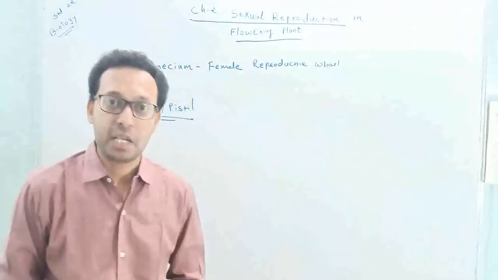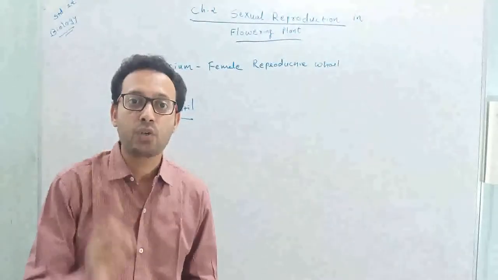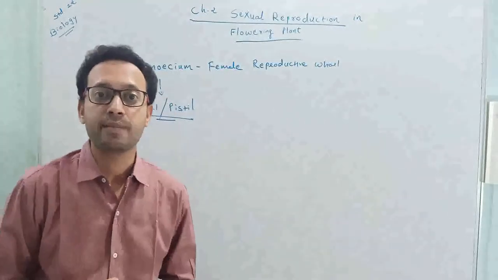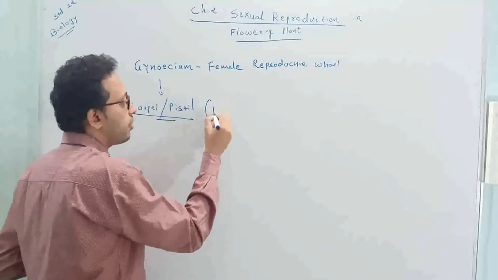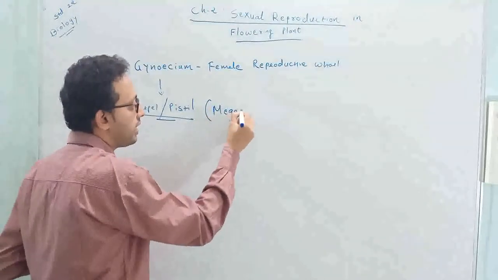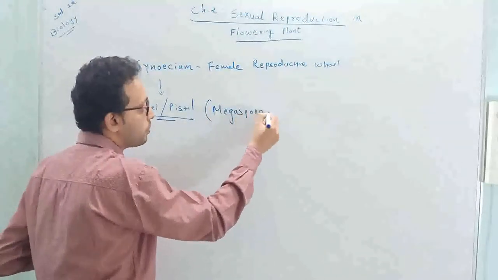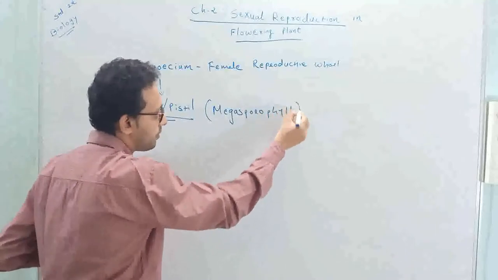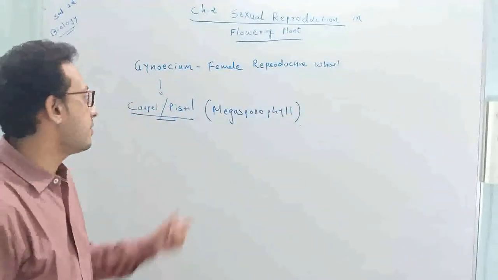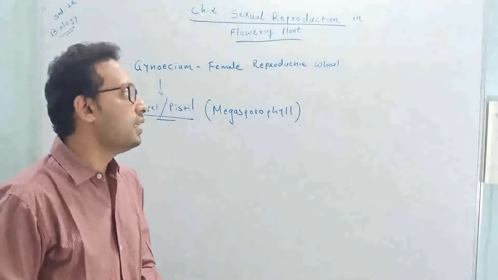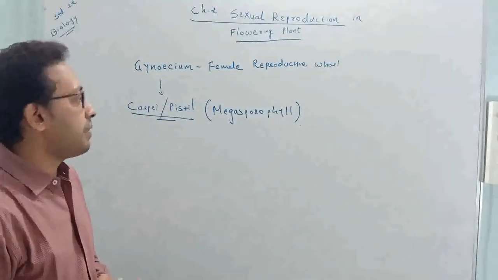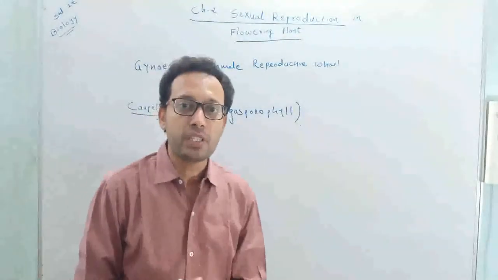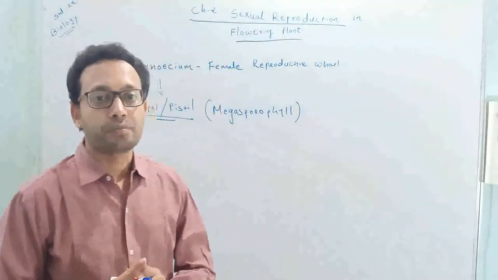As you know, stamen can also be called microsporophyll. What is another name of stamen? Microsporophyll. Similarly, the carpel or pistil can also be called megasporophyll. What's another name of carpel or pistil? It's called a megasporophyll. Now, this carpel or pistil is an individual unit of a gynoecium.